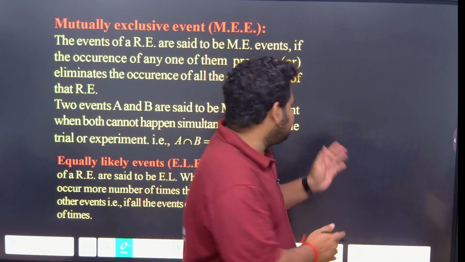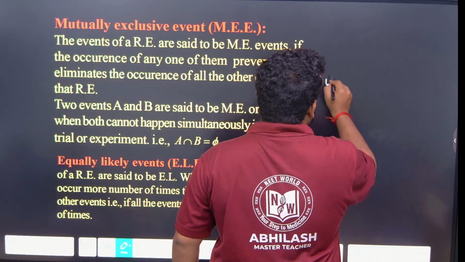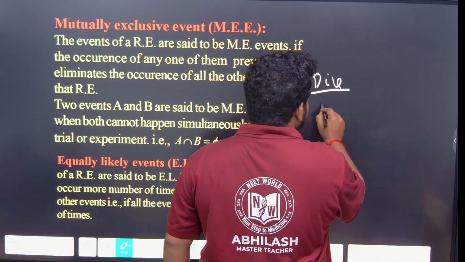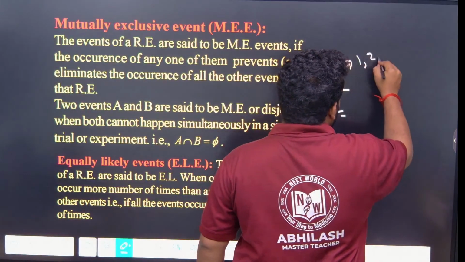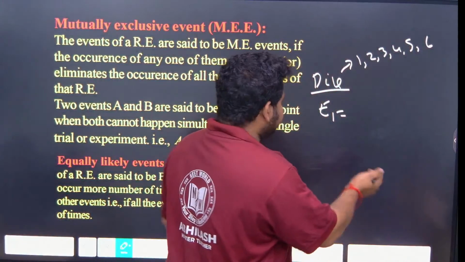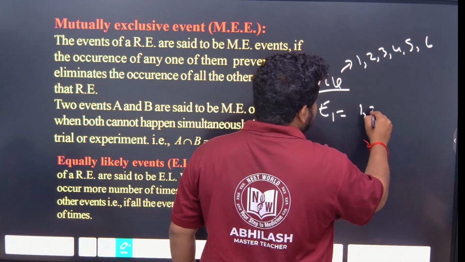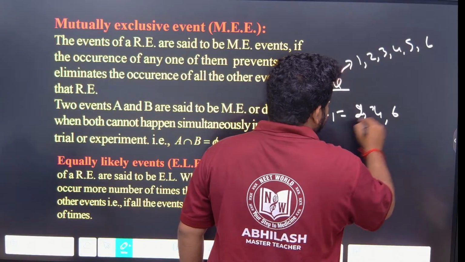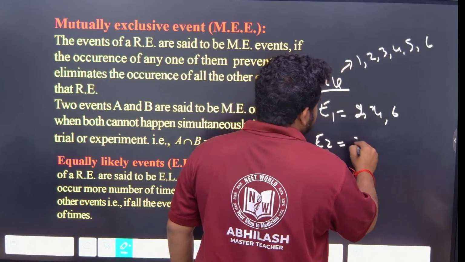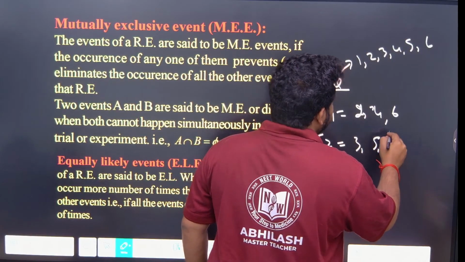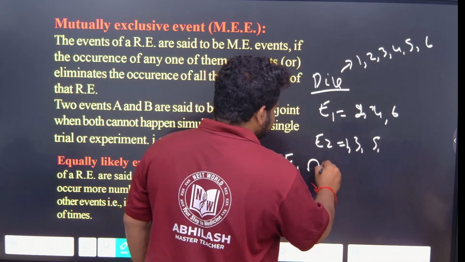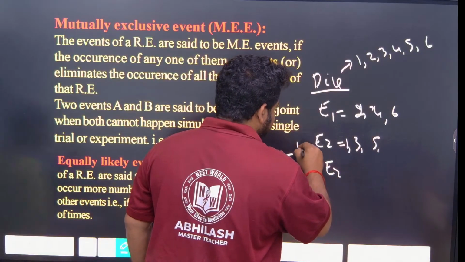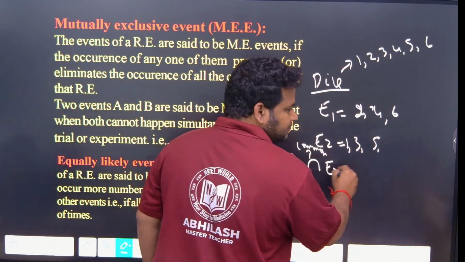Now see here, if I talk about rolling a dice, suppose event 1 is you are getting even numbers. A dice means you can get 1, 2, 3, 4, 5, 6. Getting even numbers means I will get 2, 4, 6. Event 2 is you are getting odd numbers: 1, 3, 5. Now if I do E1 intersection E2, intersection means what? It is talking about common things.